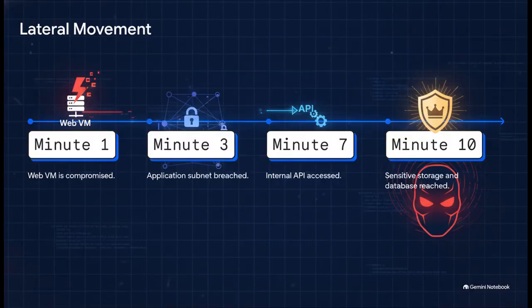Let's look at how incredibly fast this lateral movement happens when least privilege isn't enforced. It's kind of scary, actually. At minute 1, that initial web VM is compromised via that vulnerable application we talked about.